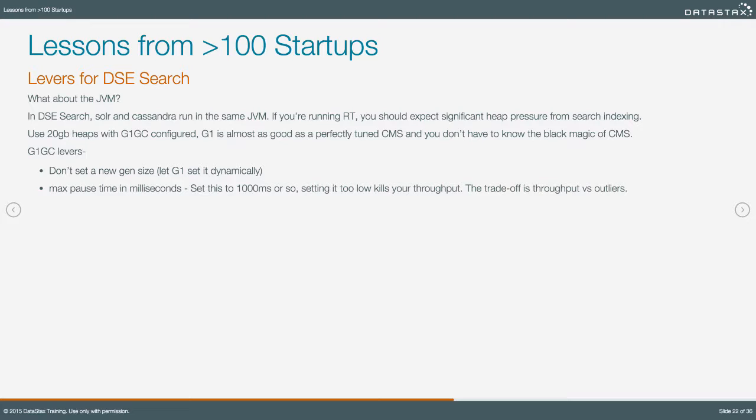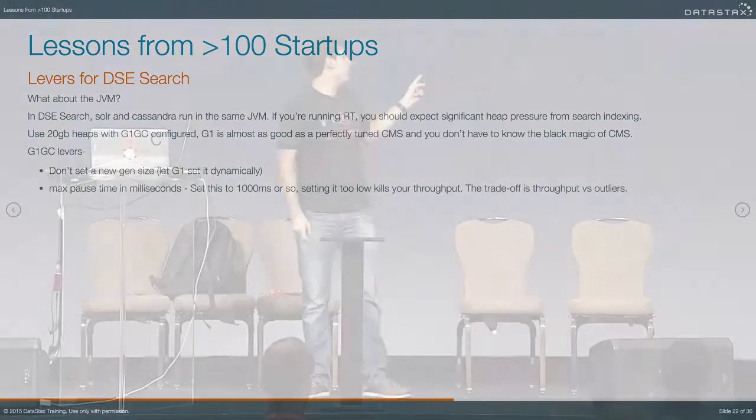And there's a couple of tricks to G1GC. Don't set a new gen size. I don't want to get into the rabbit hole of JVM tuning right now, but G1GC sets your new generation size dynamically, and so you don't want to hard code something there. And there's one lever in G1GC that's really important called max pause time in milliseconds, and you probably want to set it to 1 or 2 seconds, even though that sounds high, to get some pretty nice throughput with G1.